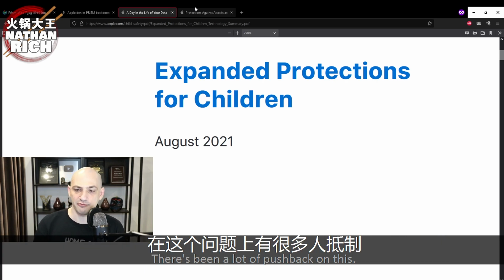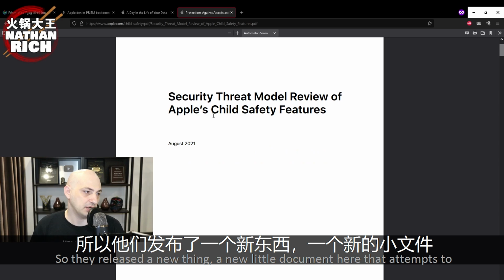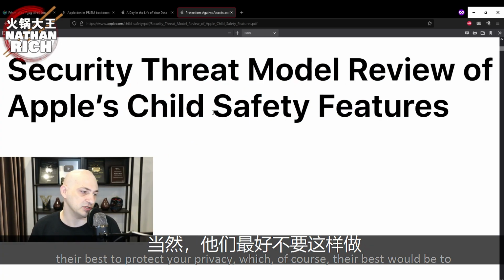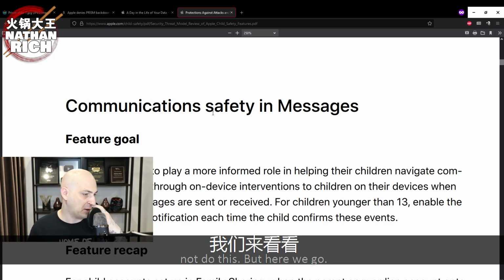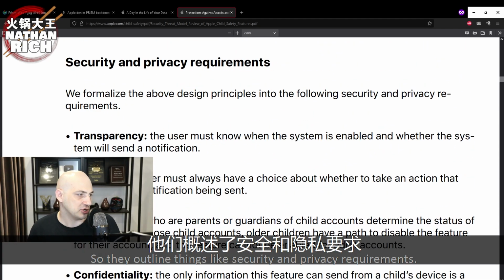There's been a lot of pushback on this. So they released a new thing, a new little document here that attempts to sort of explain and tell you all about how they're going to do their best to protect your privacy, which of course their best would be to not do this. But here we go. Let's just skim through this. There's a couple of interesting things here. So they outline things like security and privacy requirements.